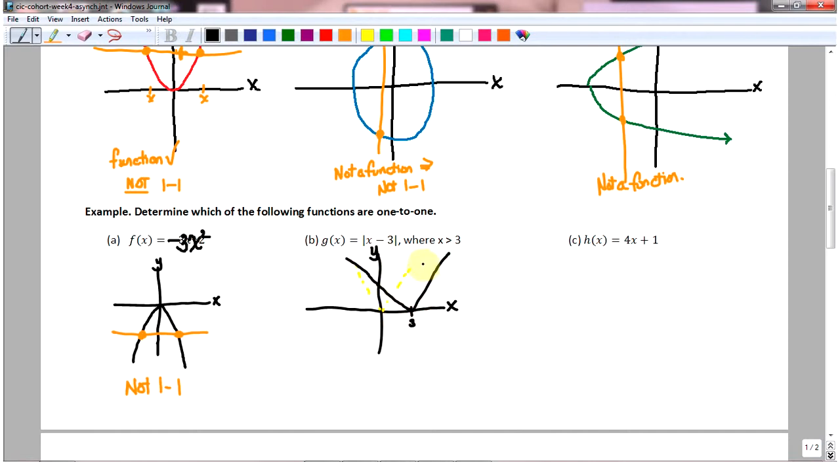Now, for this one though, we're told that we're looking at this graph where x is greater than 3. So that means we're only interested in this portion of the graph to the right. Okay, we're not interested at 3, so there's really an open circle there, and we can delete the other portion of the graph. So based on that restriction that we're given, if I draw any horizontal line, it's only going to cross one time. So this is one-to-one.